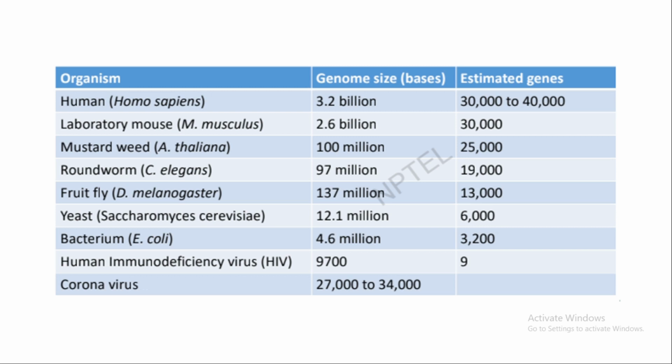the number of genes is almost equivalent to that of human. So it is also 30,000. The number of genes is 30,000 for this mouse.